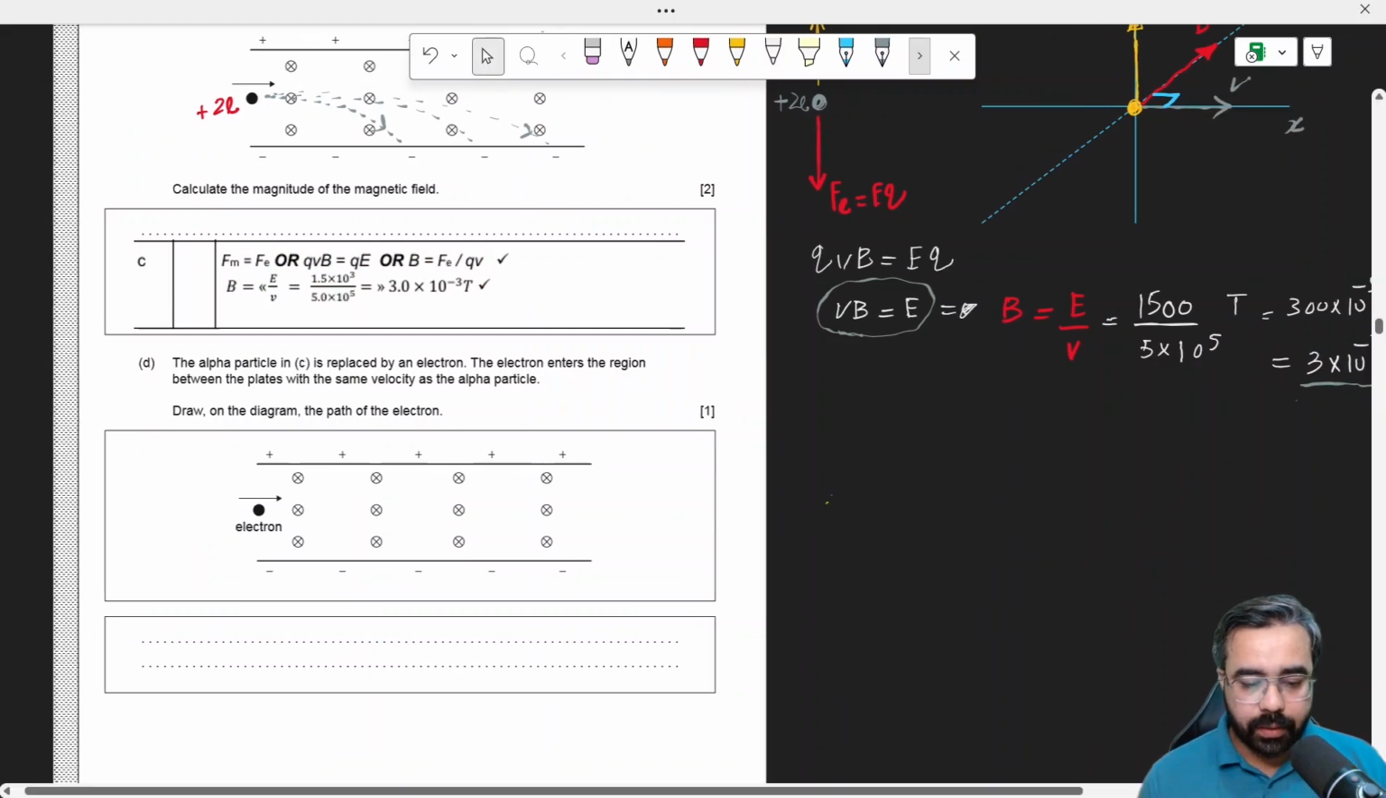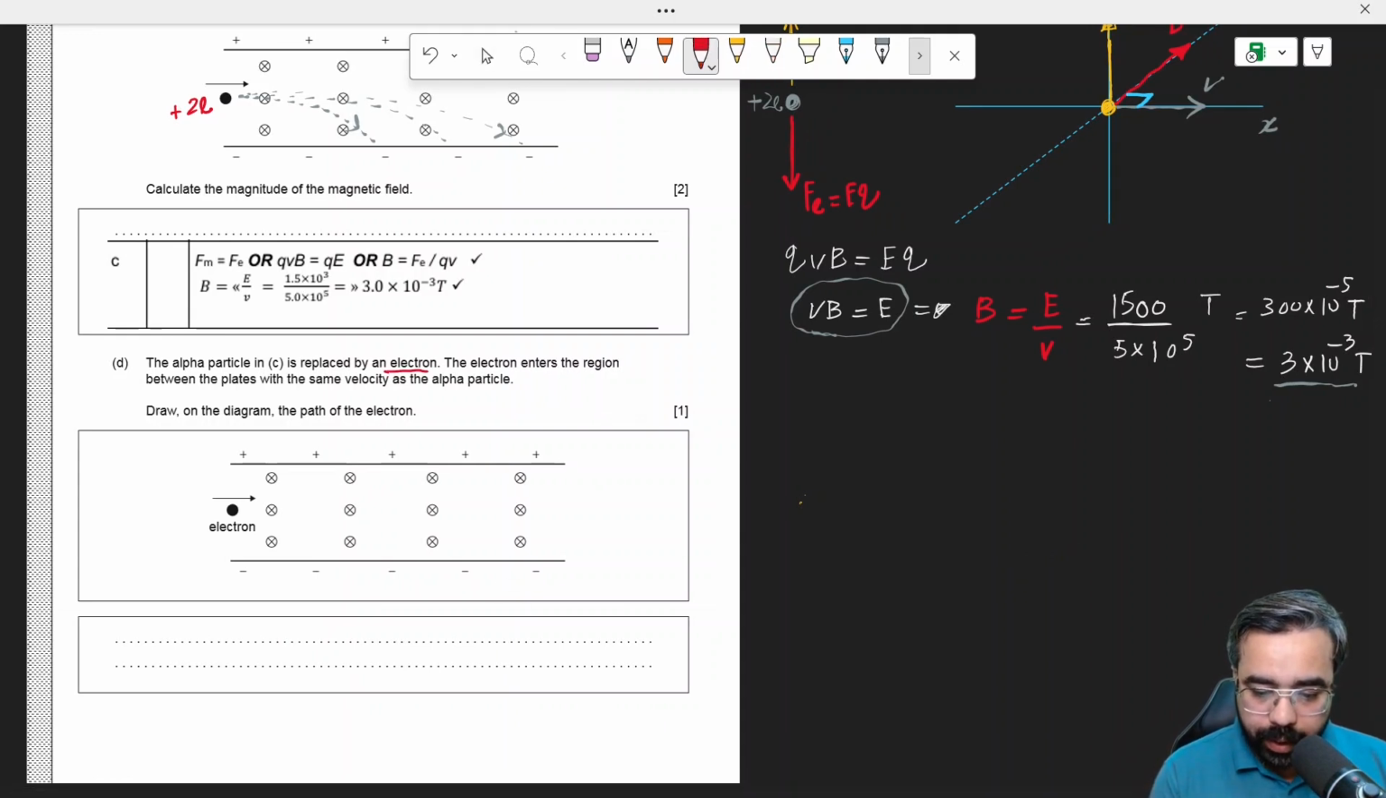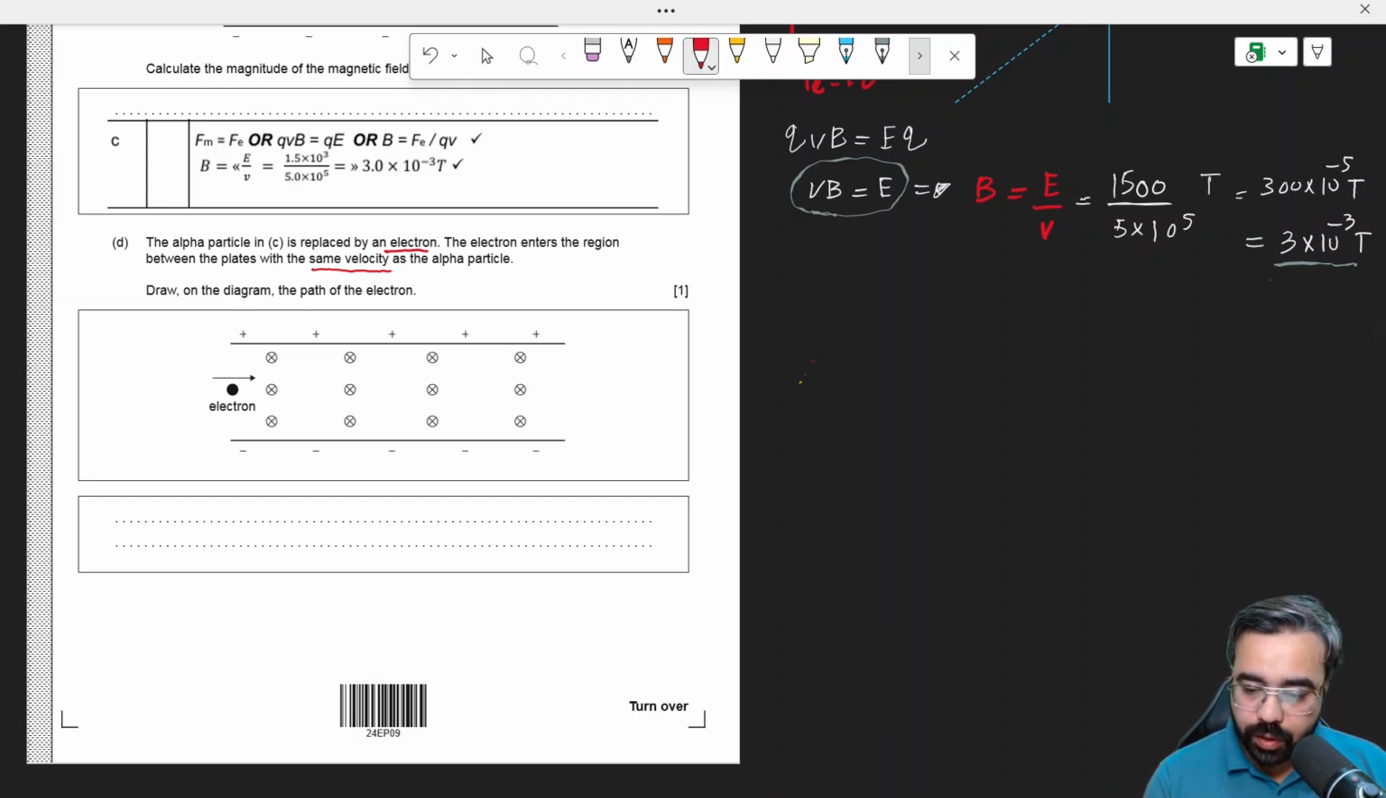Okay, now the last question. The alpha particle in C is replaced by an electron, right? So what will happen? The electron enters the region with the same velocity, and draw on a diagram the path of the electron. We had already discussed that when the magnetic force is equal to the electric force, VB is equal to E. So V is equal to E over B.